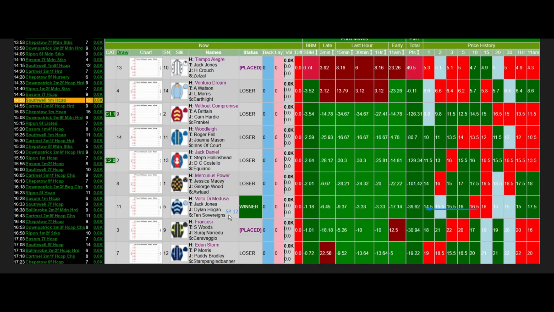So another live way to use the portal here, Volta there coming out the winner, 17.5, went off 12s, so a fairly good move in the market, beating RC 1.1 and 2 as well.